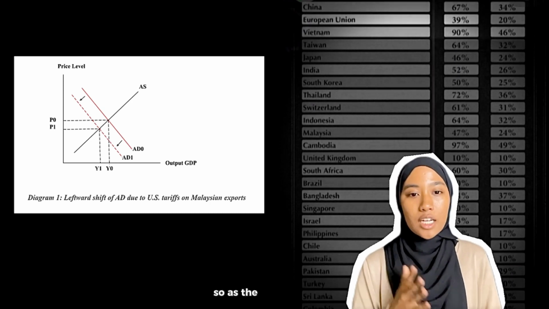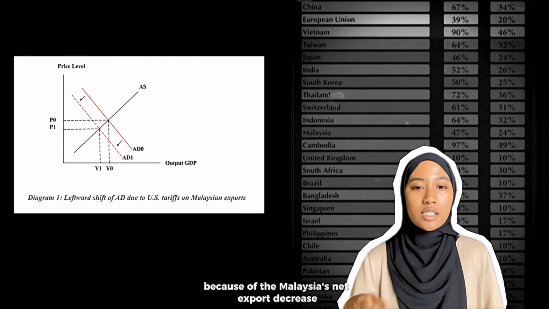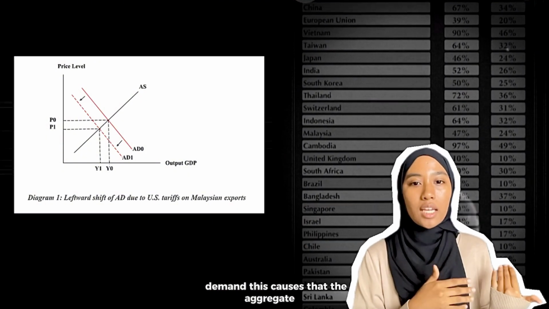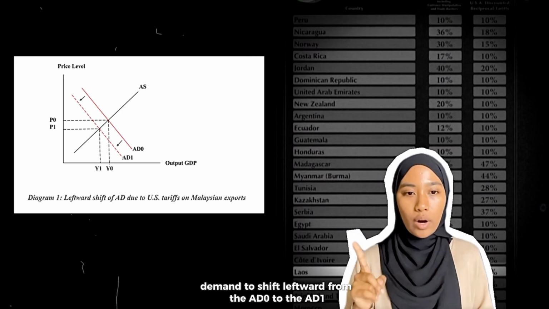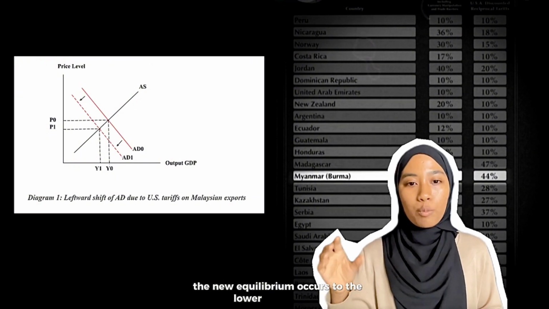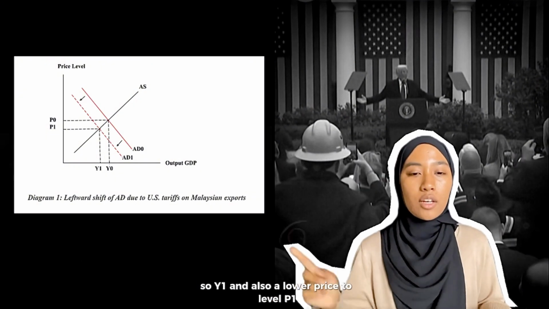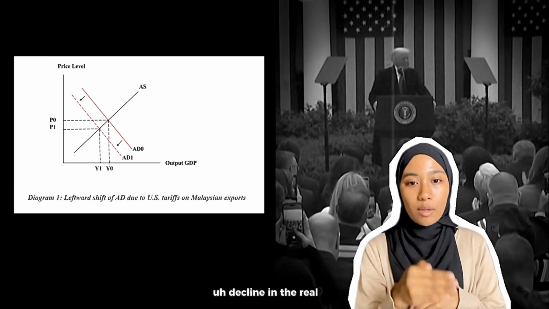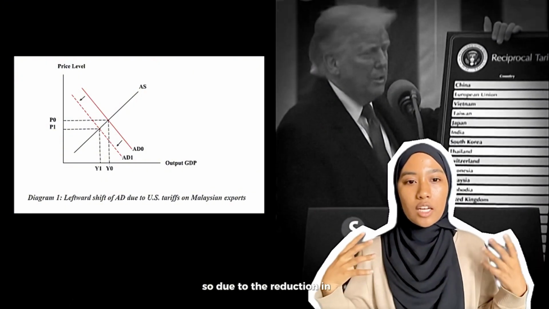As exports fall, Malaysia's net exports decrease. Since net exports are a component of aggregate demand, this causes aggregate demand to shift leftward from AD0 to AD1. As a result, the new equilibrium occurs at a lower output level, Y1, and a lower price level, P1. This indicates that Malaysia experiences a decline in real GDP and weaker economic growth due to the reduction in export demand.